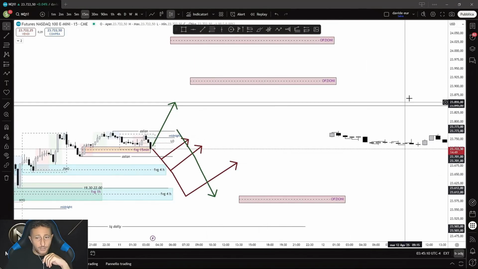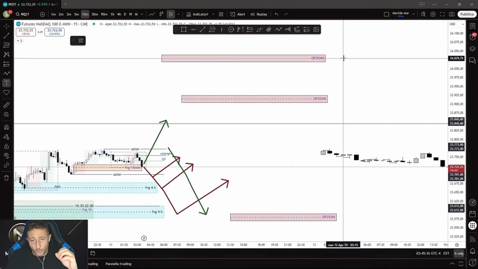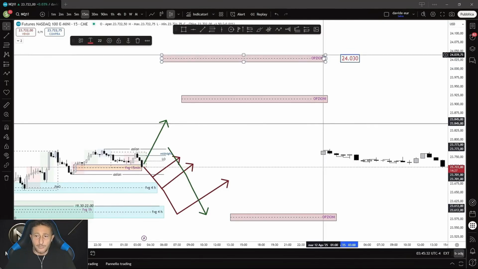So now I will mark the specific zones for you. I will provide you with a numerical value, and this numerical value defines the zone, which extends precisely 10 points above and 10 points below, okay? The first zone is 24,030, okay? So this is the central zone. The maximum will be 24,040. The minimum will be 24,020.